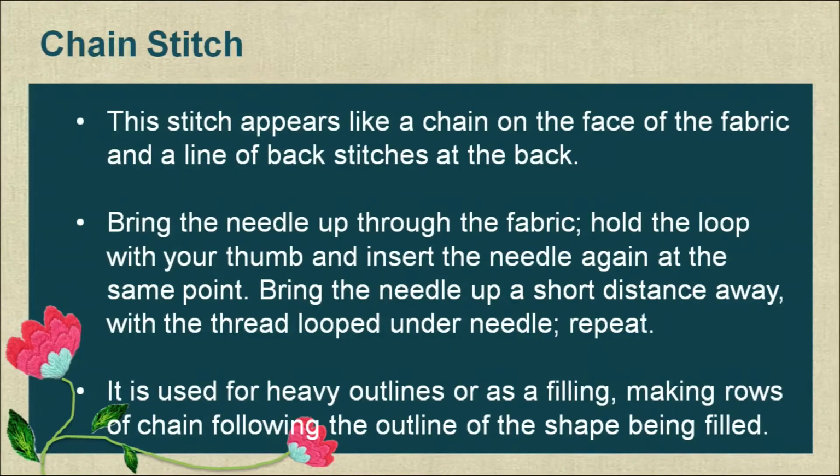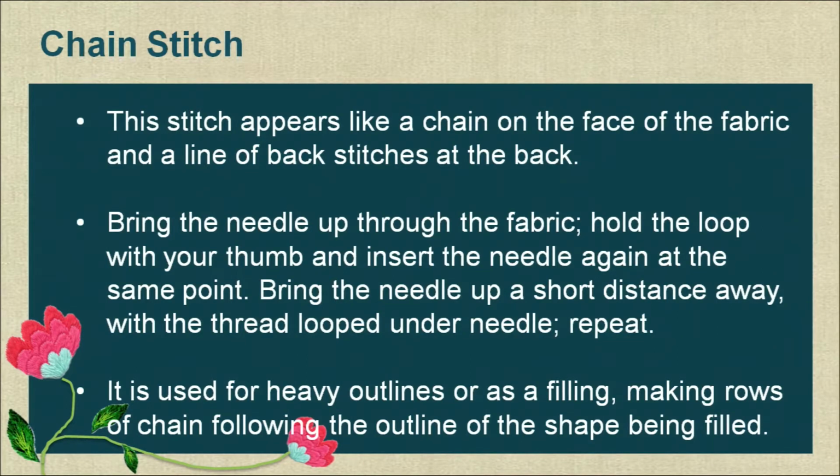So we have the chain stitches. This stitch appears like a chain on the face of the fabric and a line of back stitches at the back. Bring the needle up through the fabric, hold the loop with your thumb and insert the needle again at the same point. Bring the needle up a short distance away and the thread looped under the needle and keep repeating. It is also used for heavy outlines or as a filling, making rows of chain following the outline of the shape which is being filled.